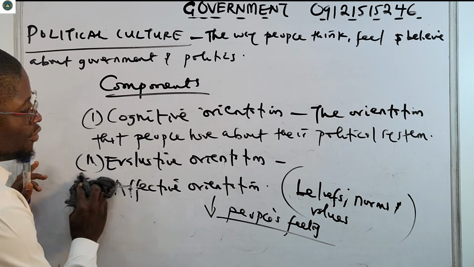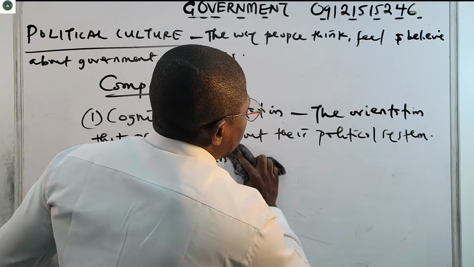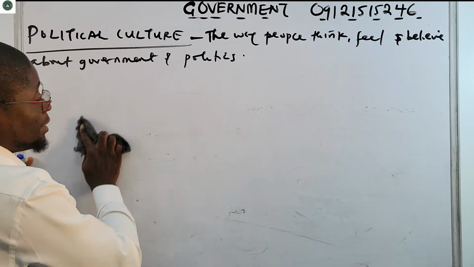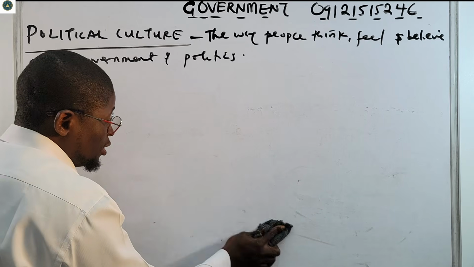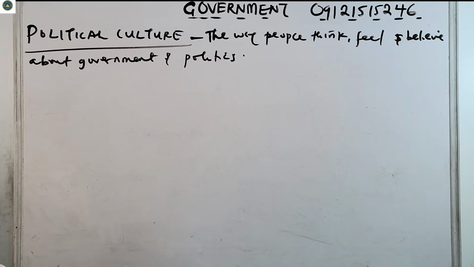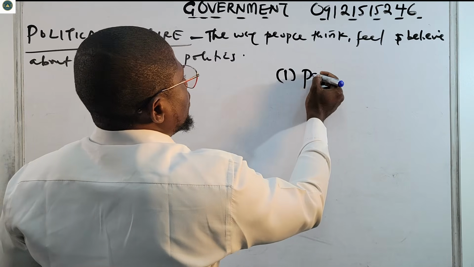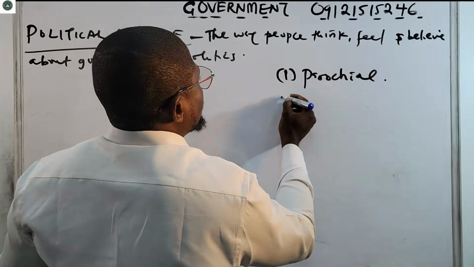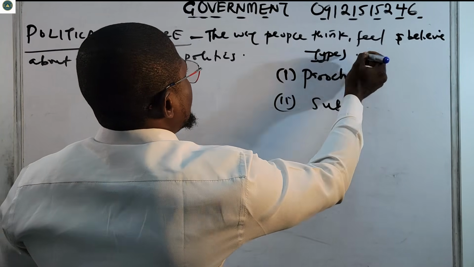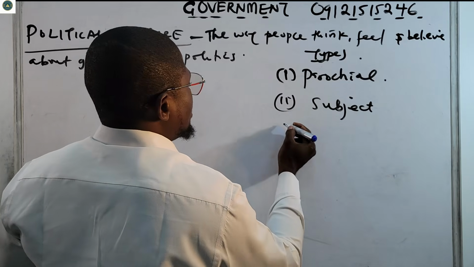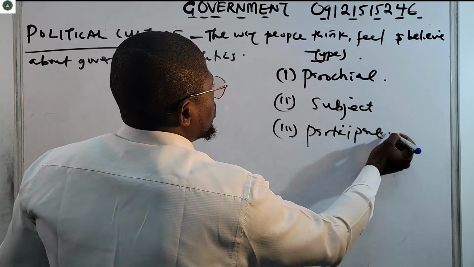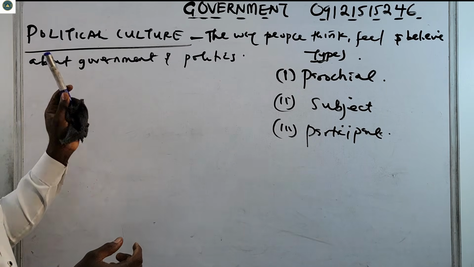Now let us see the types of political culture. We have three types. Number one, parochial. In a parochial system, people do not care or know much about government. They don't even care about anything to do with government. Then number two, subject. Then number three, participant. These are the three types of political culture that we have.